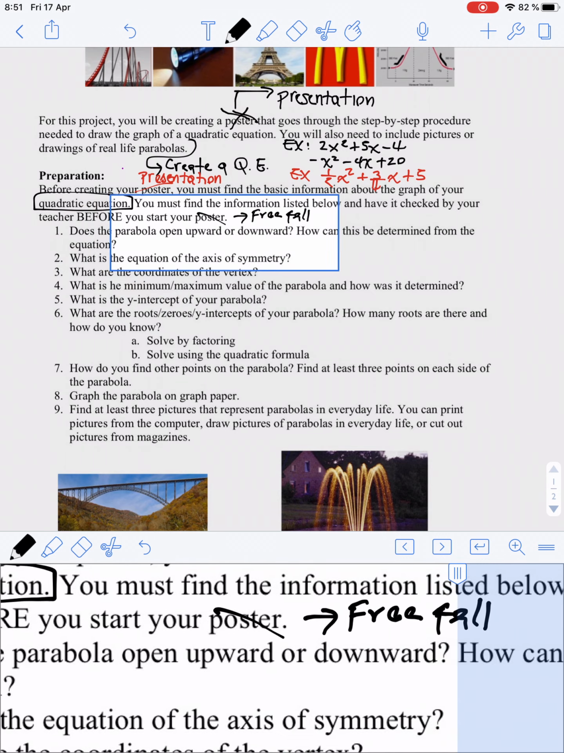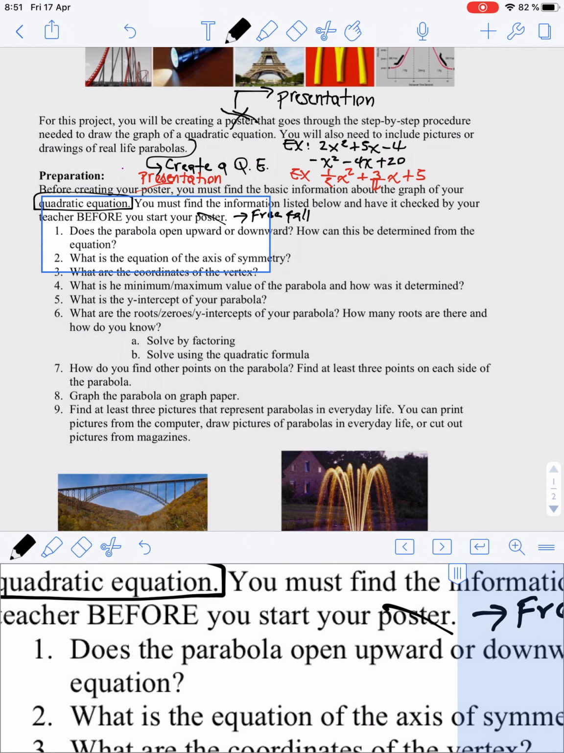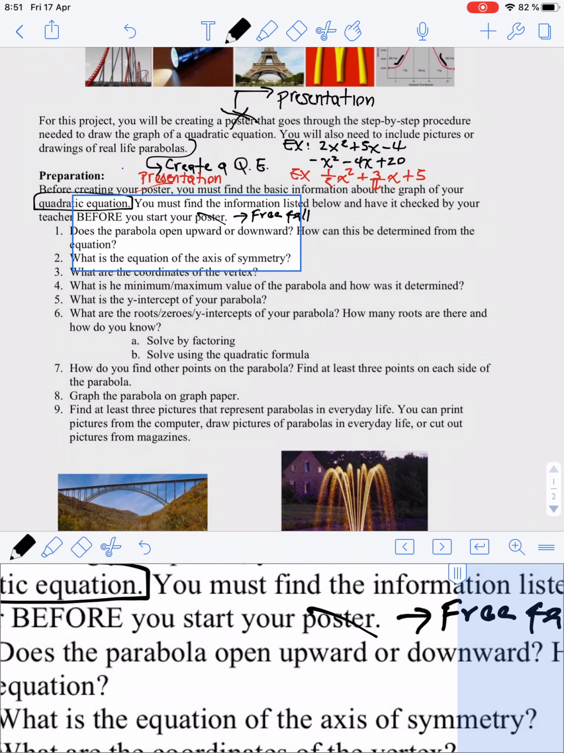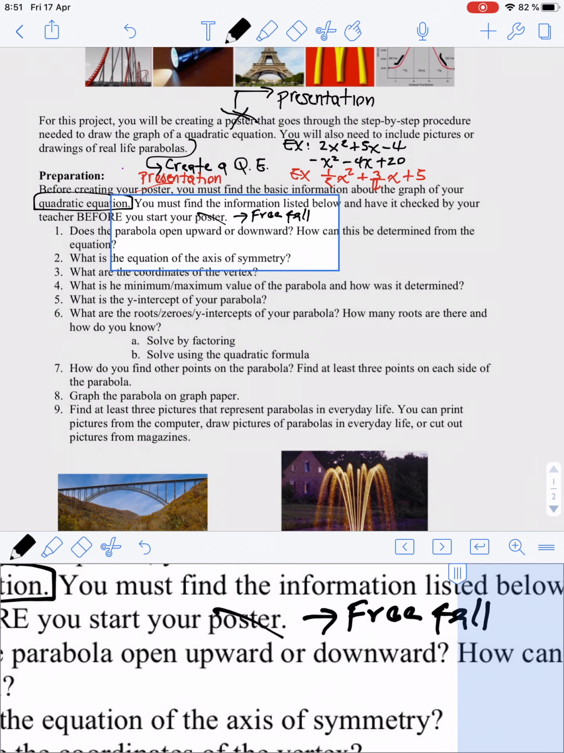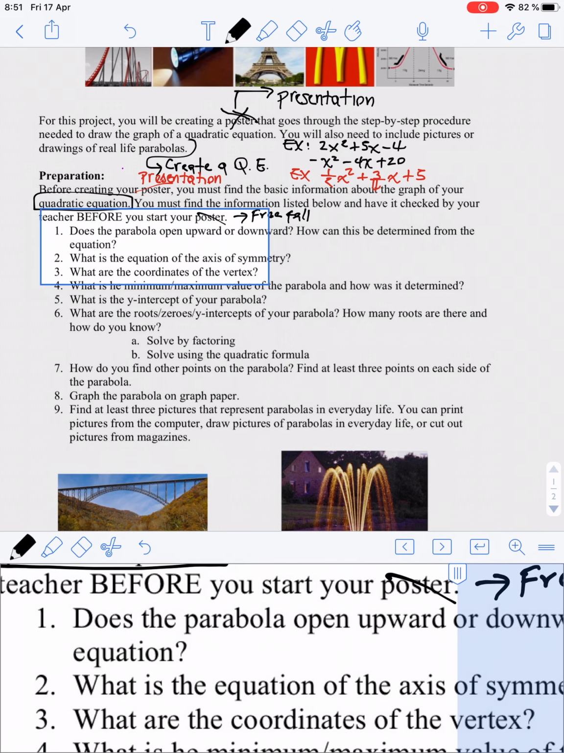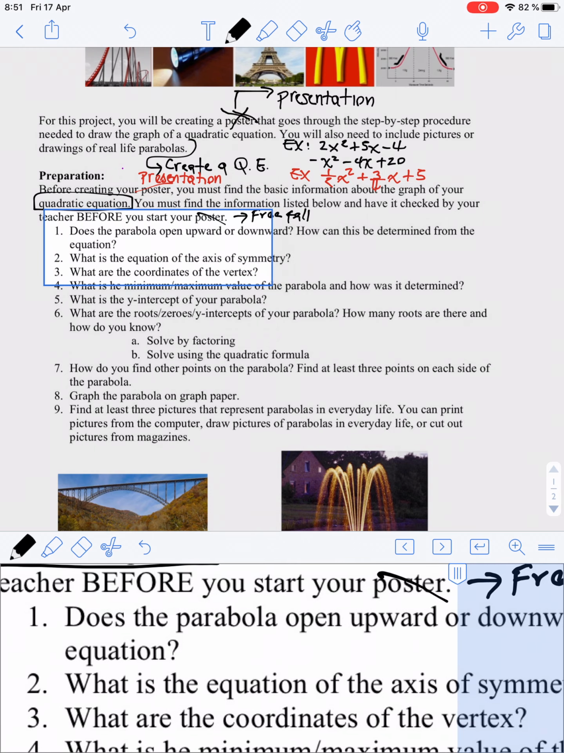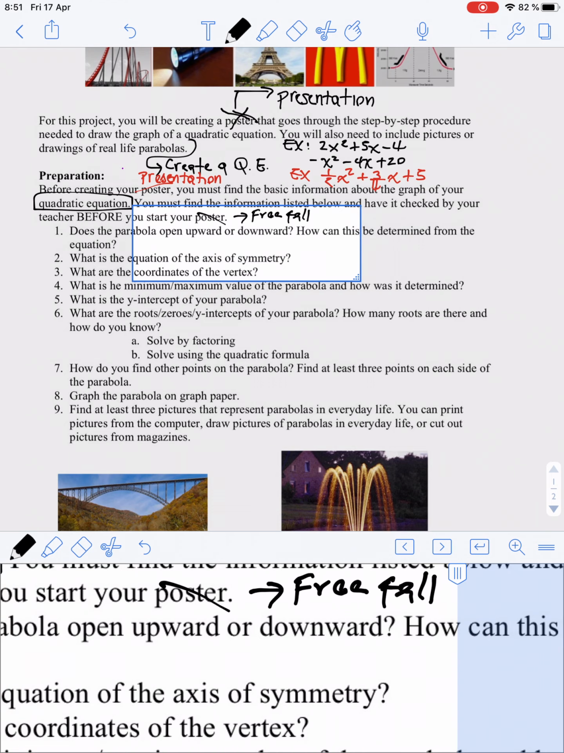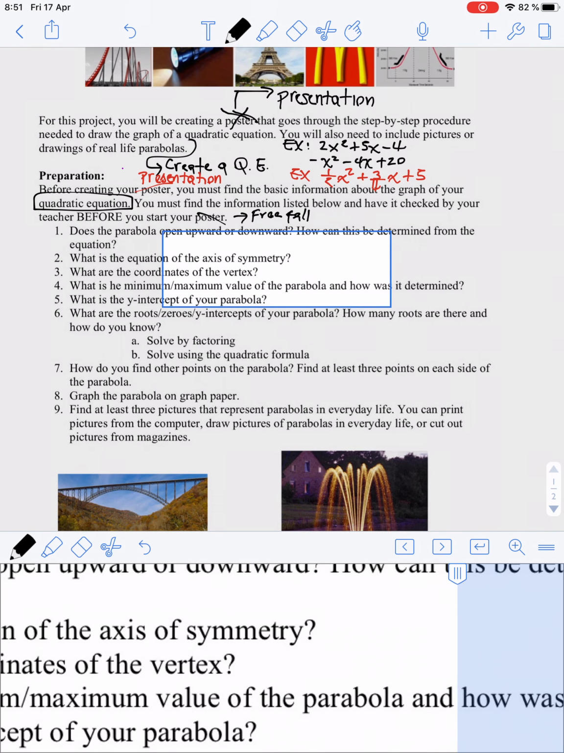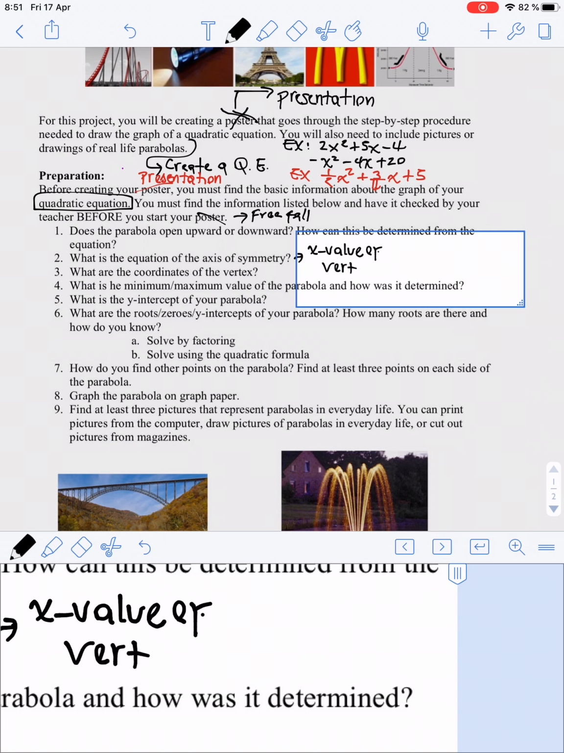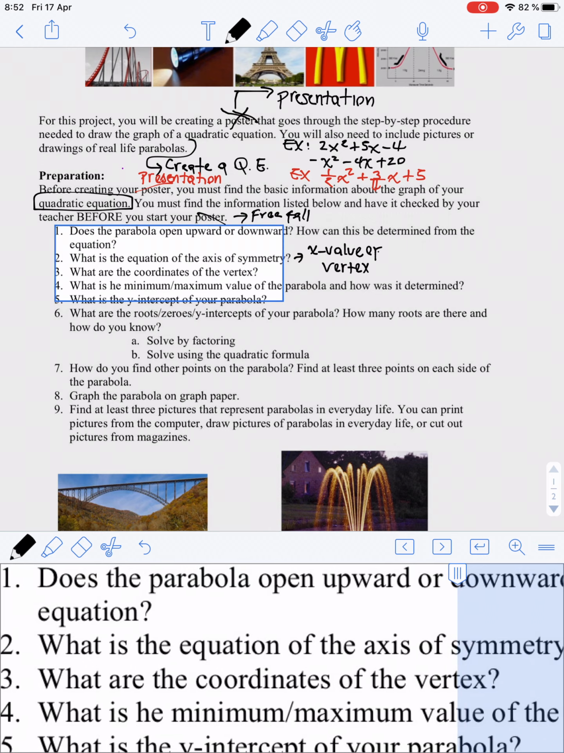Does the parabola open upward or downward? Based on the vocabulary lesson, you're going to learn different words with which we can refer to a quadratic equation. How can this be determined from the equation? You need to graph the equation, use Desmos or GeoGebra. Second, what is the equation of the axis of symmetry? Just to remind, the axis of symmetry is the x value of the vertex. In the previous lessons, we were checking the vertex, and you have videos as well in which I record myself explaining the vertex.